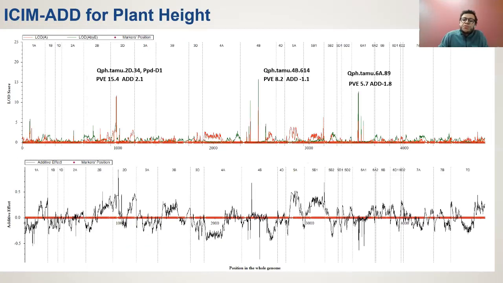For plant height, we detected 11 consistent QTL, and we can see also that additive by environmental effect is much higher than additive effect at some points. So plant height QTLs are affected by environmental effect. The QTL on 2D explained 15% PVE value, and additive effect is 2.1. We can see multiple QTL on 4B. One of them is on the 614 megabase pairs and explained 8.2 PVE value.